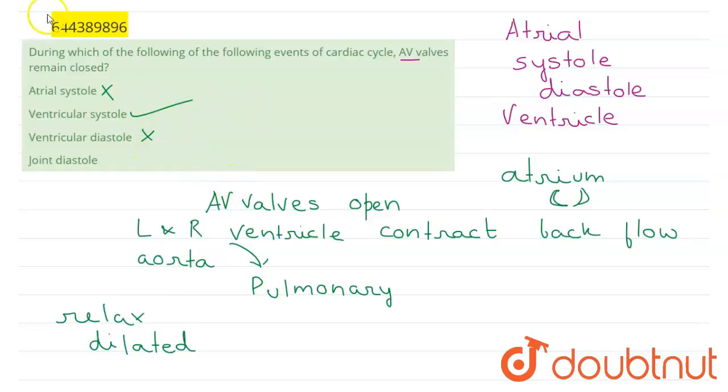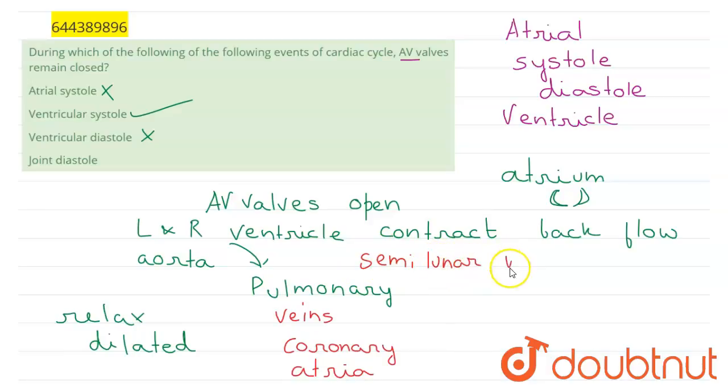And lastly, what is joint diastole? Joint diastole is the process where there is flow of blood from the veins and from the coronary artery, from both these places into the atria. So during this time, the AV valves also remain open, and the semilunar valves, that is the bicuspid and the tricuspid valves, at this time remain closed.